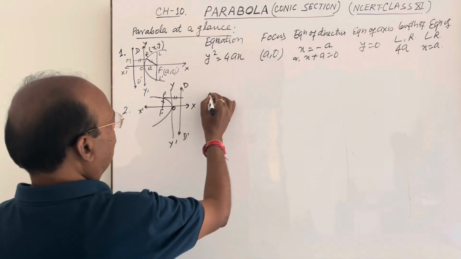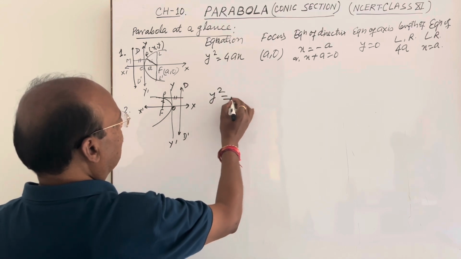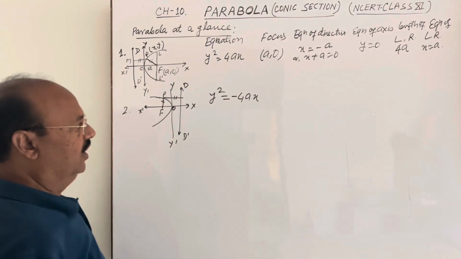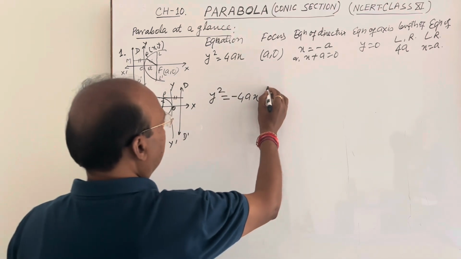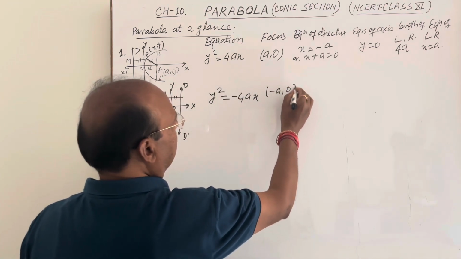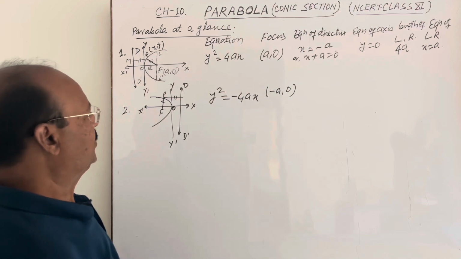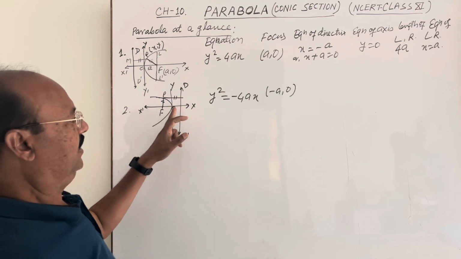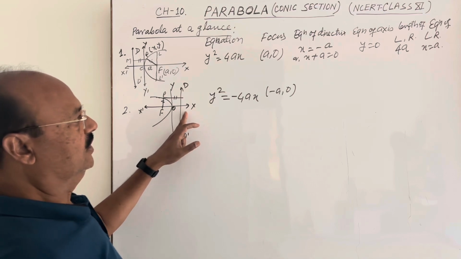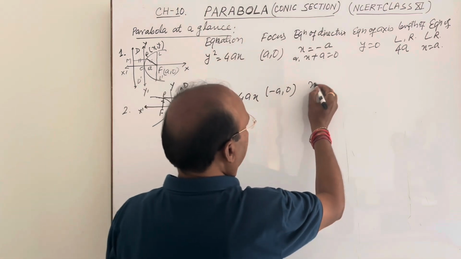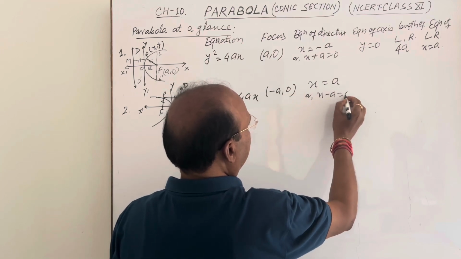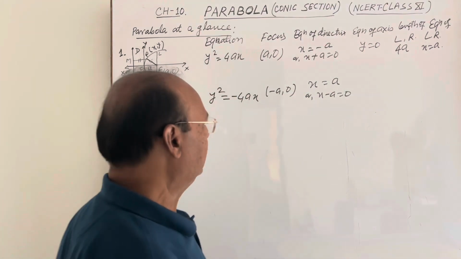And in place of A we have to write minus A in the equation of the parabola. So in this case, the equation of the parabola will be y square is equal to minus 4ax. And the coordinates of focus will be minus A, 0. And the equation of directrix: here the directrix is at a distance of A on the right side of the origin. So this will be x is equal to A, or we can write x minus A is equal to 0.